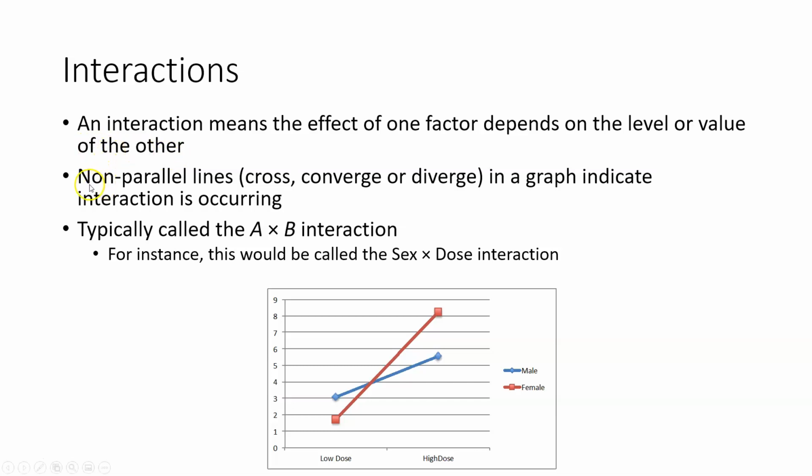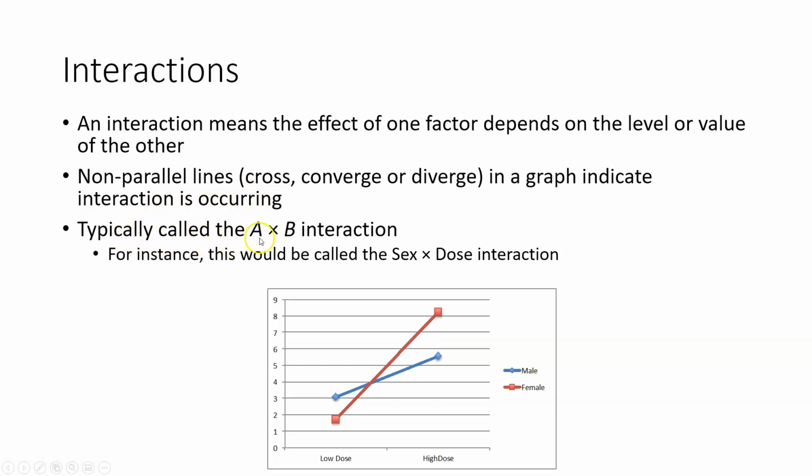If you see in a graph non-parallel lines, like for instance if they cross or they converge or diverge in a graph, then that indicates that an interaction is occurring. Now they don't actually have to cross, okay? For instance, they could just be very perpendicular but not actually cross. They just can't be parallel. So non-parallel lines, they could cross or they could just be like an alligator mouth, that they're just not parallel to each other. That would mean that an interaction is occurring.